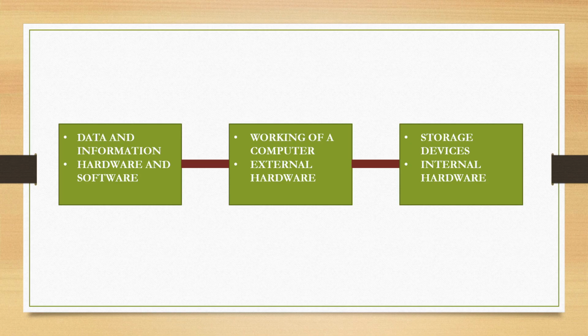Examples of hardware are keyboard, mouse, monitor, printer, CPU, motherboard, hard disk, etc. Whereas examples of software are operating systems, Microsoft Office, Microsoft Excel, Microsoft PowerPoint, Photoshop, Paint, games, etc.